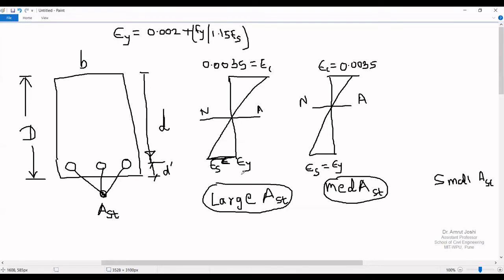Now let us look at the third possibility. What is the third possibility? We are providing an area of steel even less than this, so a very small area of steel. In that case, when the steel on the tension side reaches its yield strain, epsilon s reaches its yield strain, at that time the extreme compression fibers would not yet have reached the ultimate strain in uniaxial compression for concrete. So this strain epsilon c will be less than 0.0035.